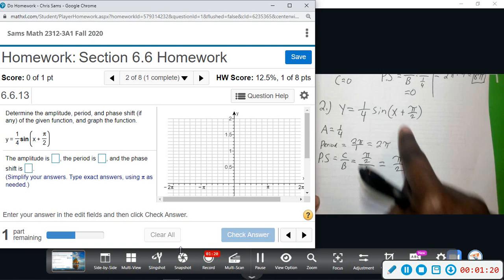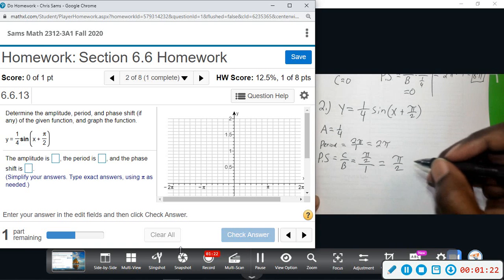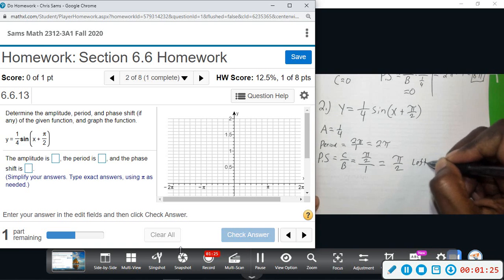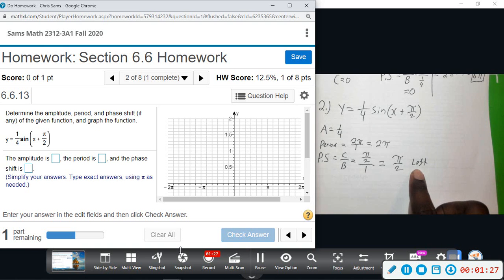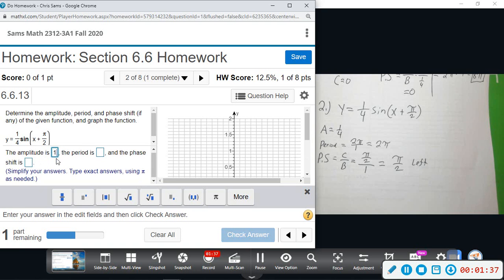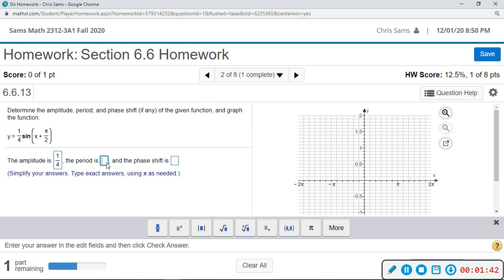It's going to be opposite. It's going to be left. I think that's all they ask for that part. So amplitude is 1 divided by 4. The period stayed at 2 pi. The phase shift was pi divided by 2, and I don't know how they're going to want me to input this.